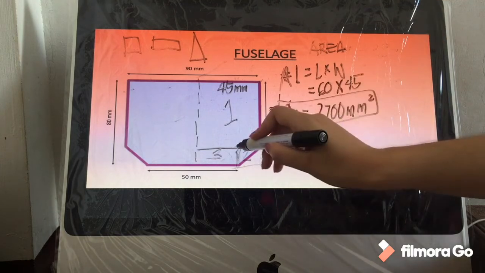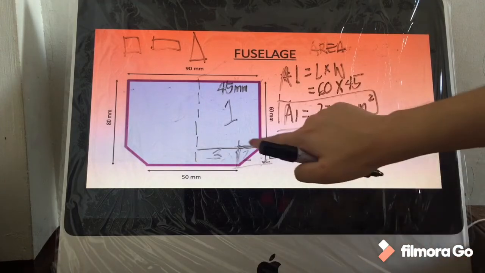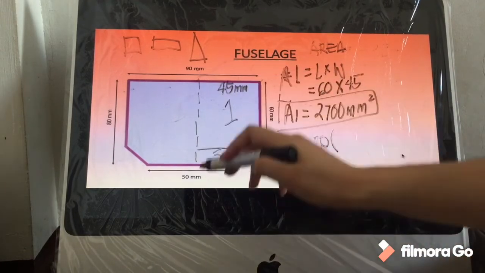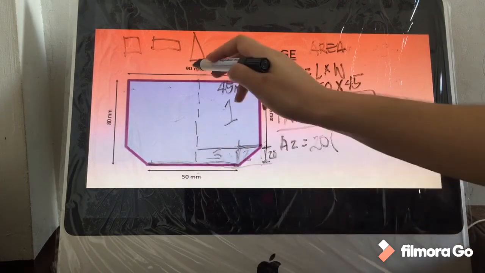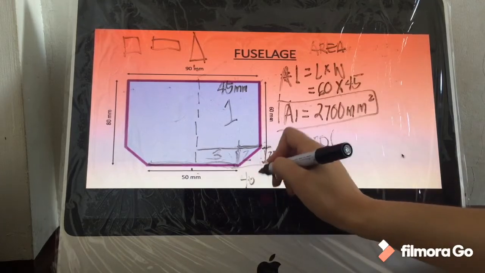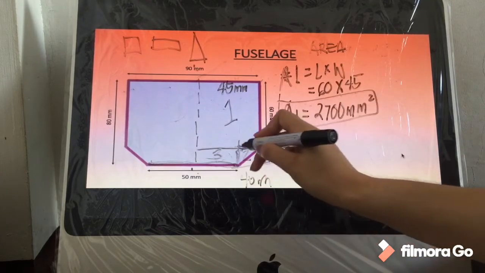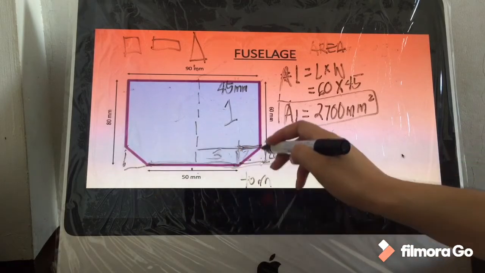How can we get this measurement? For you to be able to get this measurement, if you look, this is 90 and this one is 50. So we can subtract this. 90 minus 50, we have 40 mm. But this is not 40 mm, because the two sides still have to share the 40.